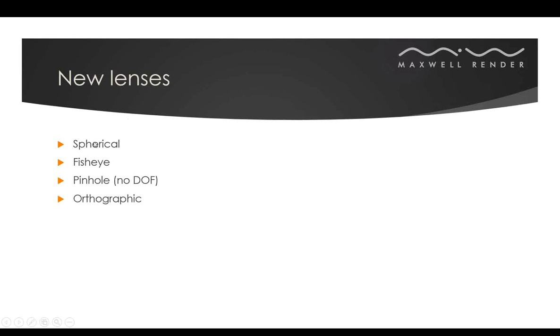So the new lenses are the spherical lens, which you saw, and a fisheye lens, which is pretty cool to use for character animations. You get the typical fisheye distortion. A pinhole lens: many users have asked us, how can I render without the depth of field? Sometimes I don't want the depth of field if I'm rendering small rings or such things. So now you have the pinhole lens, which is not going to give you any depth of field. And of course you also have the orthographic lens, which is good for you architects out there. Now you can just render directly to orthographic view.